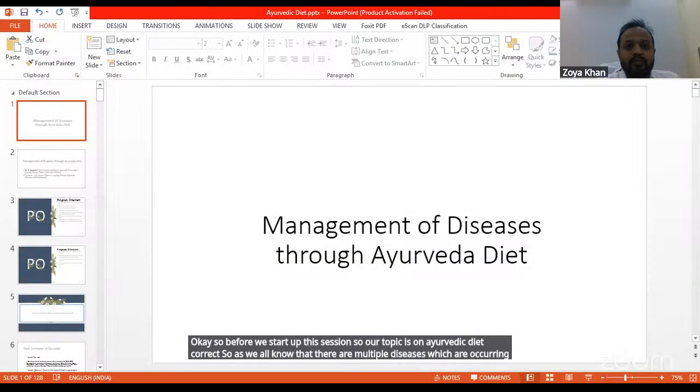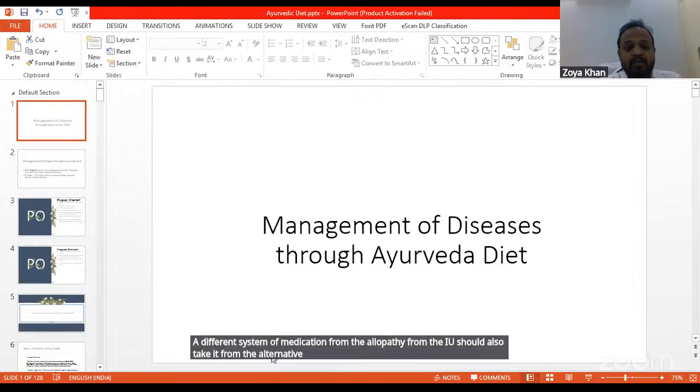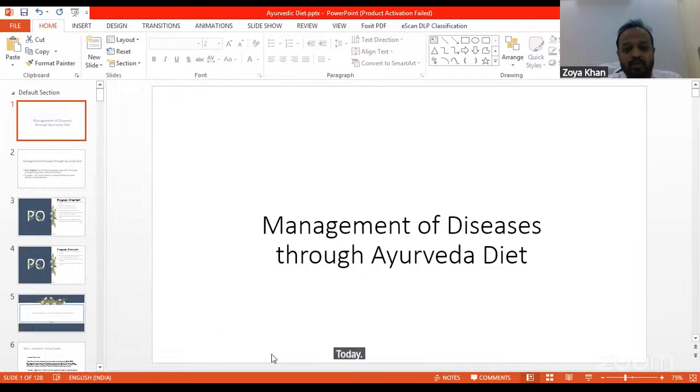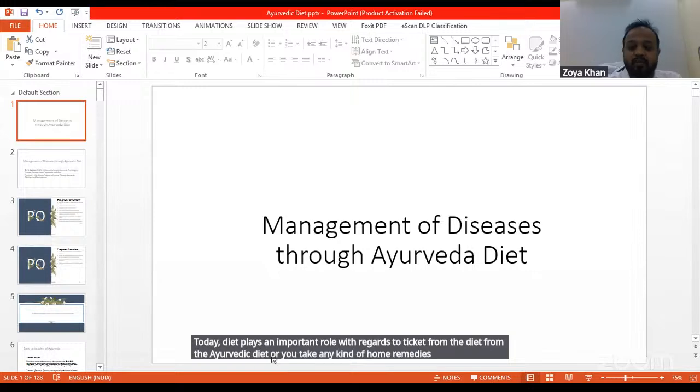Okay, so before we start the session, our topic is Ayurvedic diet, correct? As we all know, there are multiple diseases occurring and we are all prone to medications, and we are taking different systems of medication, from allopathy, from Ayush, and also from the alternative. But the major question is how are we going to manage with the diet? Today, diet plays an important role, whether you take it from the Ayurvedic diet or any kind of home remedies, in order to maintain our health.